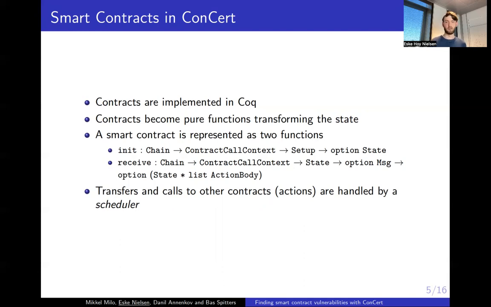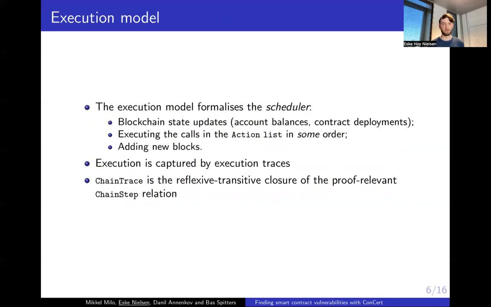The receive function, on the other hand, is called every single time that the contract is called, and it takes some context, the current state, and some message, and it produces a new state which replaces the old state and a list of actions. Such actions can be calls, transfers, calls to itself, other contracts, and deployments of contracts. And these are all handled by a scheduler.